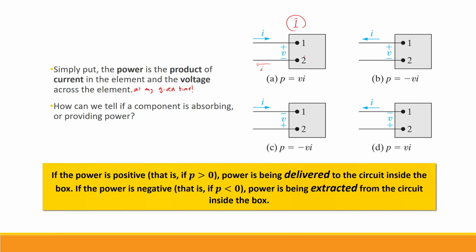Based on this and following the guideline from the passive sign convention, you can see that the current is moving through the terminals in the direction of the voltage drop. So you see if we have a drop in the voltage in this direction.